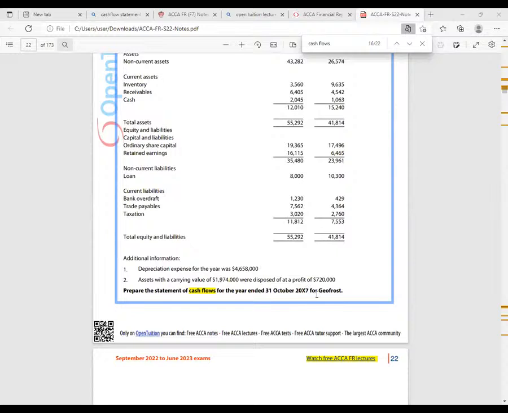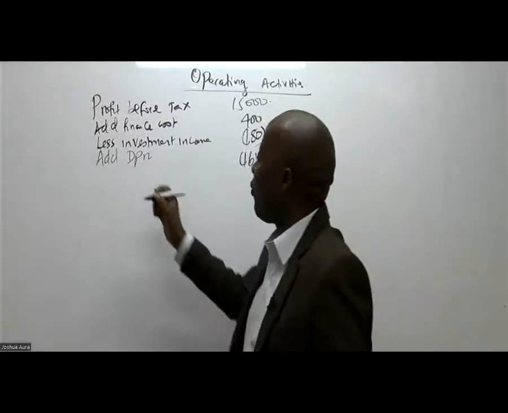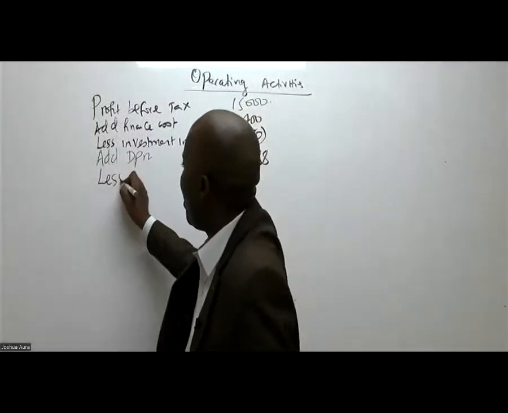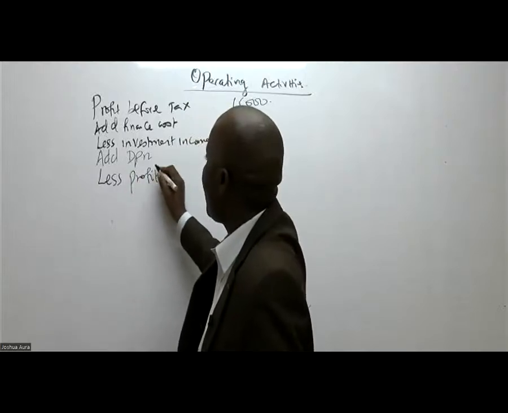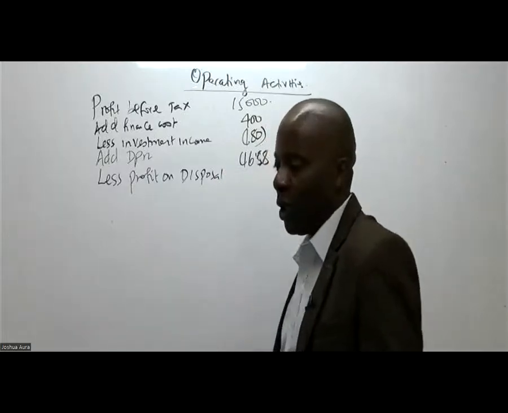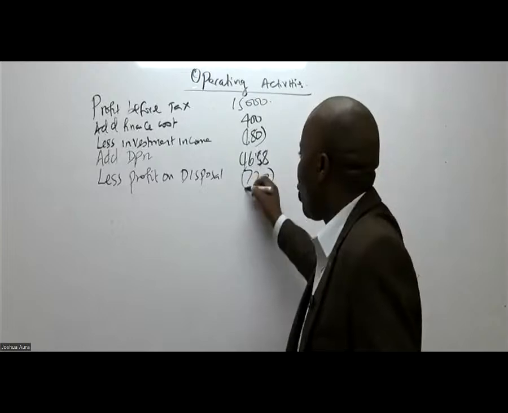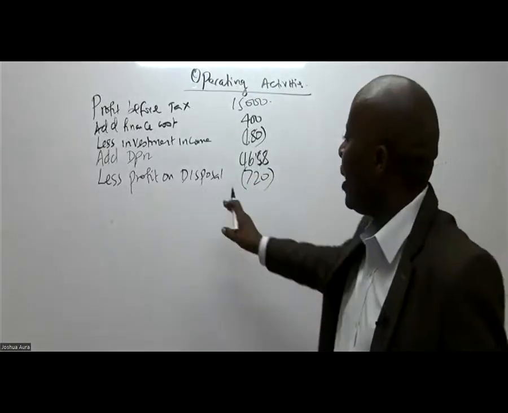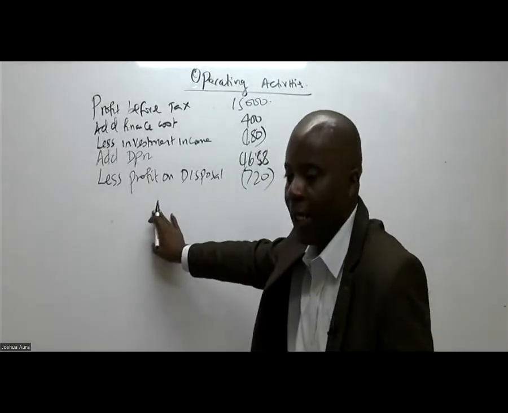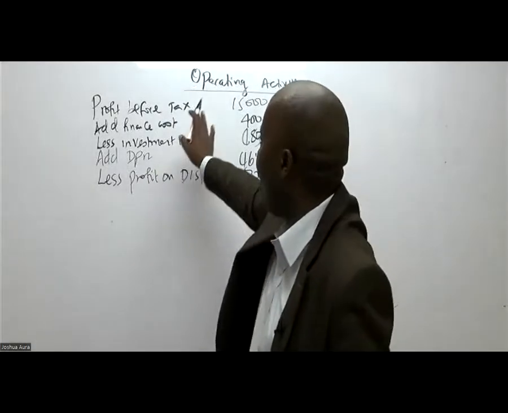So we need to come and deduct it. So come here and less profit on disposal of 720. Then you leave some 2 or so lines, don't be very mean, and then you come and give us still operating activities.